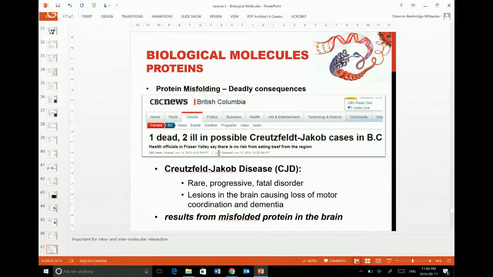And because it cannot fold properly, it actually starts clumping up in cells and causes cells to start dying. Typically what we see in this case is that this misfolded protein is happening in the nervous system, primarily in the brain, and you start to get lesions forming in the brain. So a lot of the neurons start dying, you get lesions. And unfortunately, this is a very progressive and fatal disease, so we have no way of fixing this once this starts.